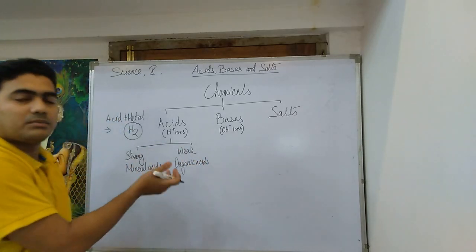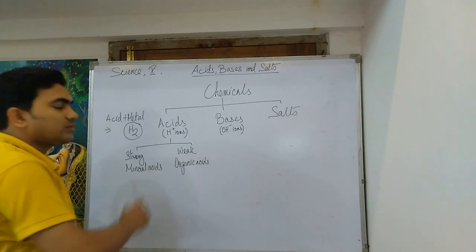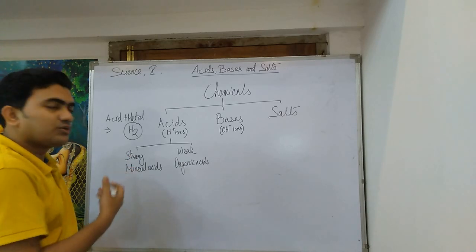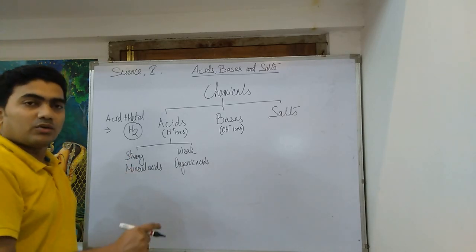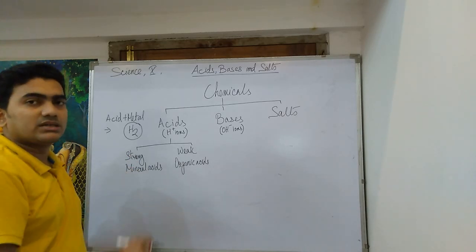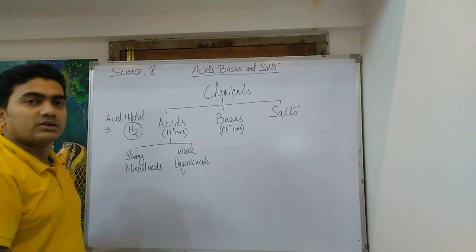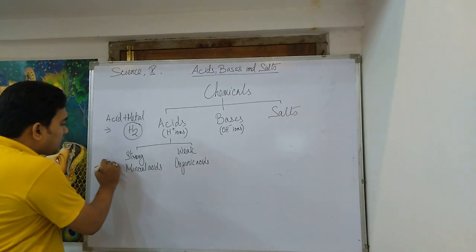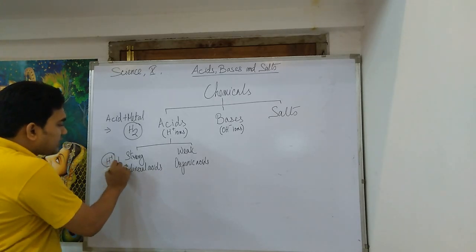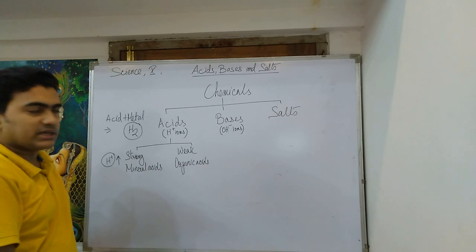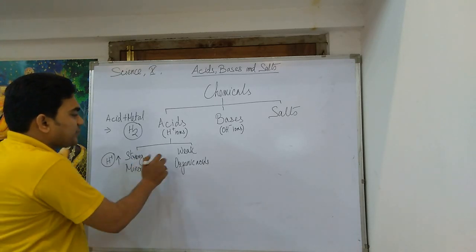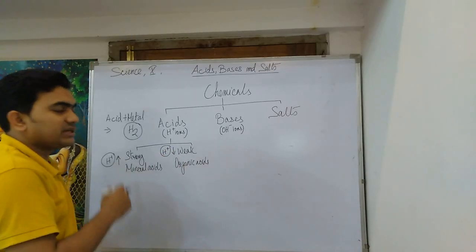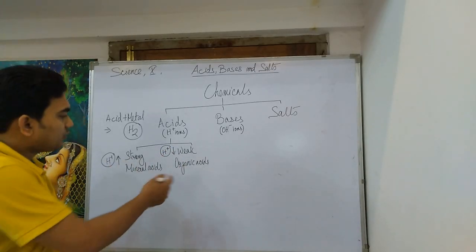So what makes them strong or weak? When we dissolve an acid in water, the amount of H plus ions released in the solution denotes whether the acid is strong or weak. If the amount of H plus is more in the solution, then it is a strong acid. If the amount of H plus is comparatively lesser, then it is a weak acid.